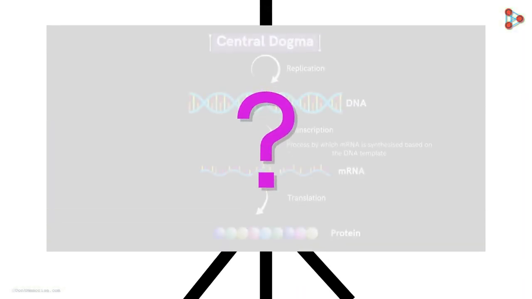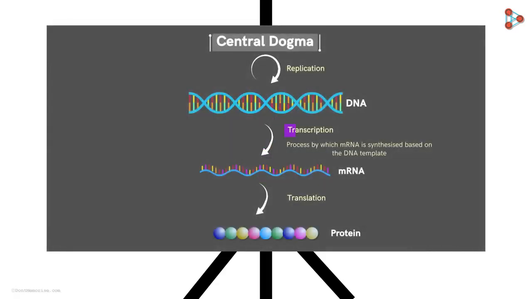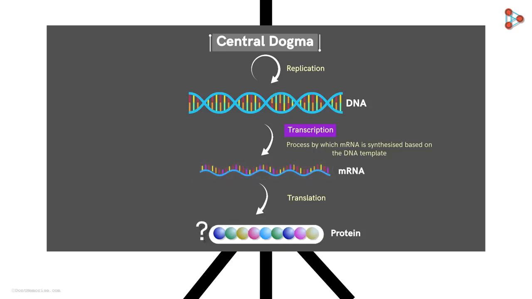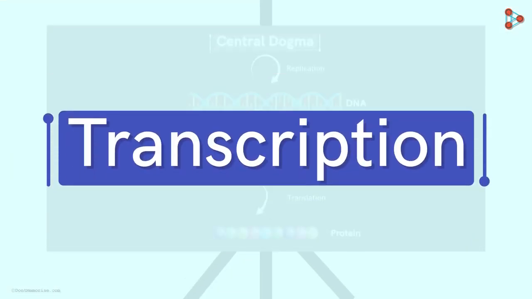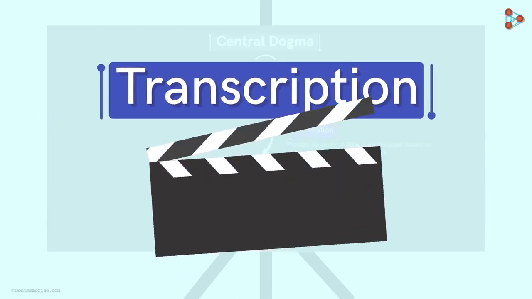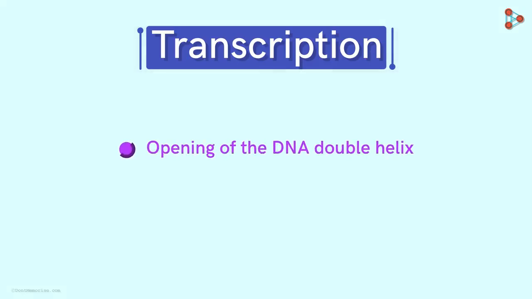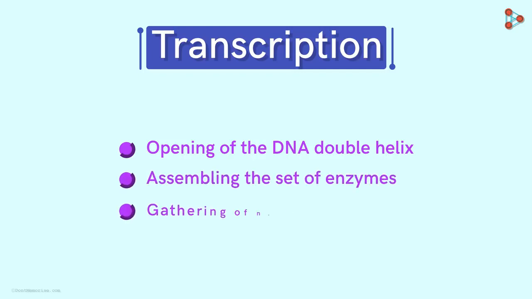Now can you tell me why this process is needed? Well, it's quite simple. If there is no transcription, then how will mRNA be synthesized? And if that's not done, then how will the proteins be made? Hence, transcription is vital. But it's not as easy as it seems. There are several enzymes and sub-steps involved in the process. We are referring to the steps like opening of the DNA double helix at a specific point, assembling the set of enzymes, gathering of nucleotides, and so on.